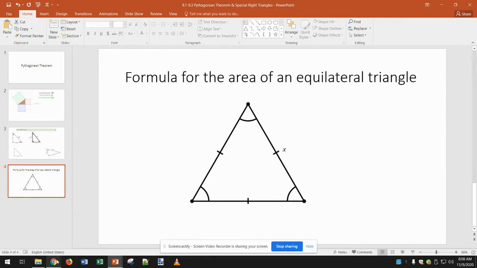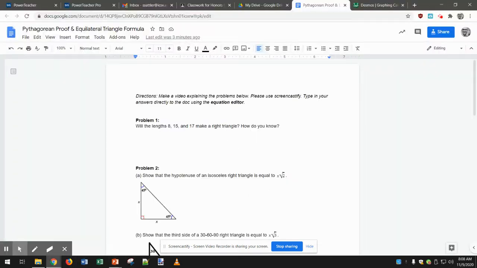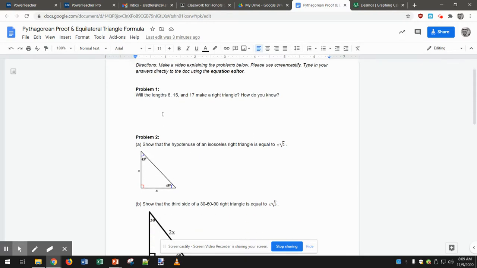Next I want to show you, this is your homework, and I want you to make a video using Screencastify, which is what I'm using now. I want you to type your answers directly into the doc using the equation editor. I just want to show you that here. So the first problem: will the lengths 8, 15, and 17 make a right triangle? How do you know?